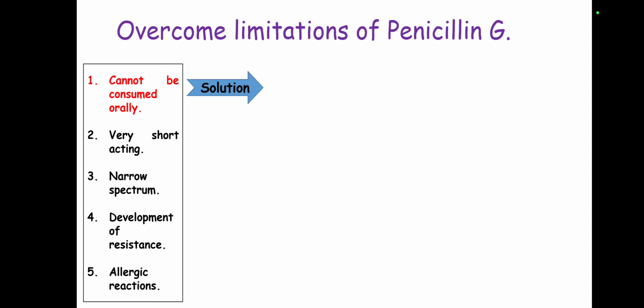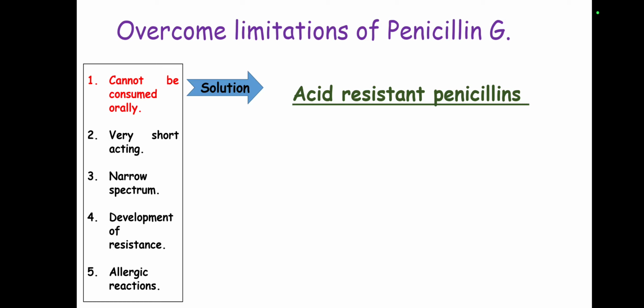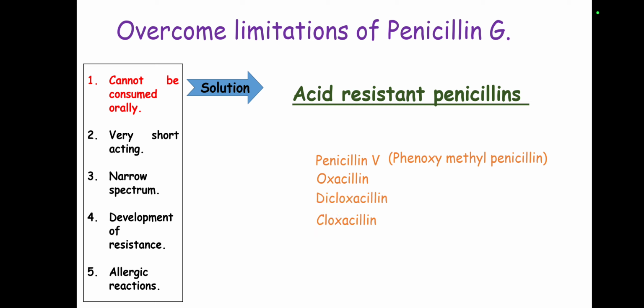Now, what might be the solution for this? The solution is we have to develop penicillins which are not broken by acid, so they can be given orally. These penicillins are called acid resistant penicillins. Because they are resistant to acid, they can be given by the oral route. They are also known as oral penicillins, and the examples are penicillin V, also known as phenoxypenicillin, oxacillin, dicloxacillin, cloxacillin, and amoxicillin. So these are the examples of acid resistant penicillin.